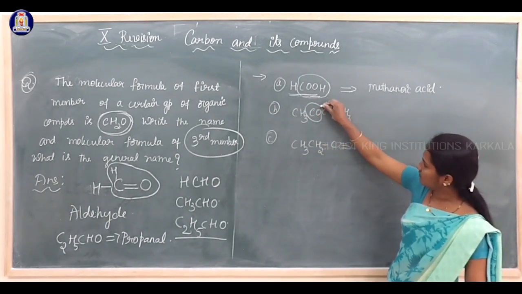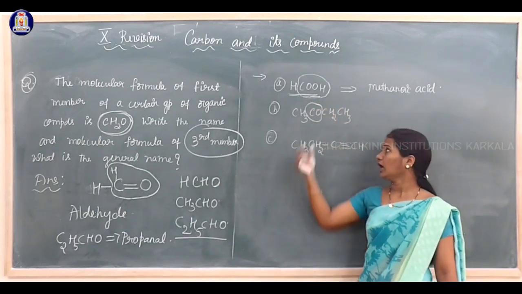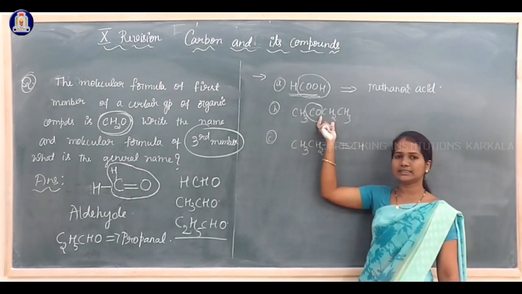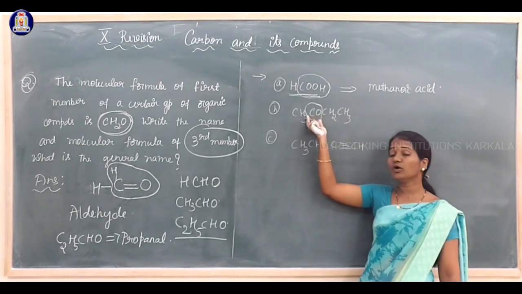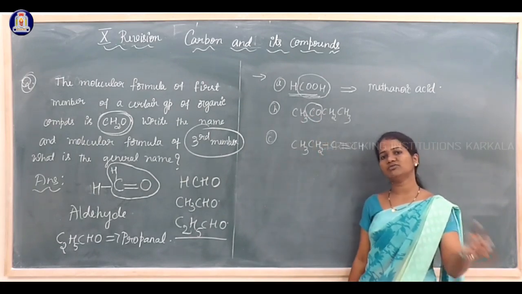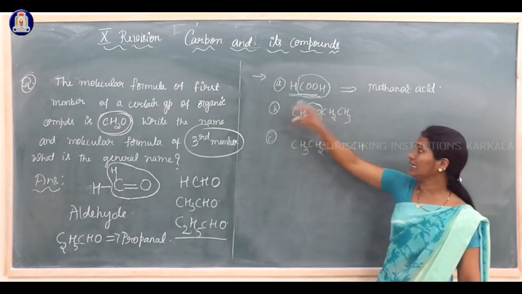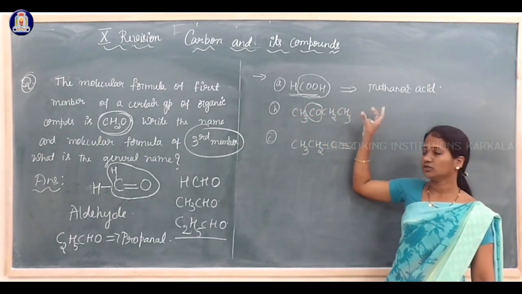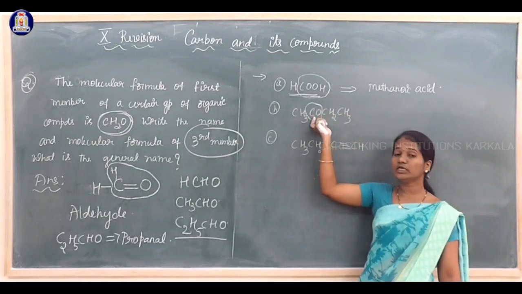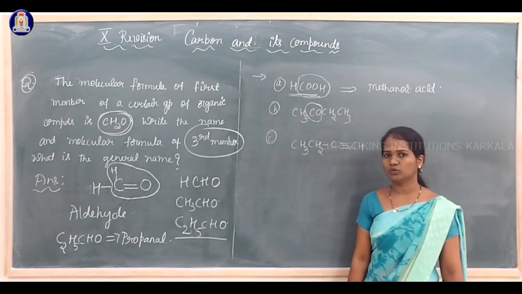CH3CO. If CO is present in the middle, it may be between the first and second member, or in the second position, third position, fourth position, etc. But it should not come at the beginning or at the end. So anywhere in between we can write this CO. If CO is the functional group, that is the functional group of ketones.